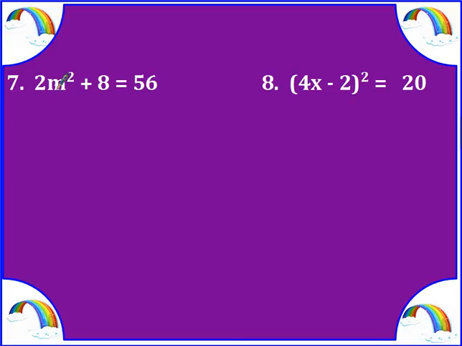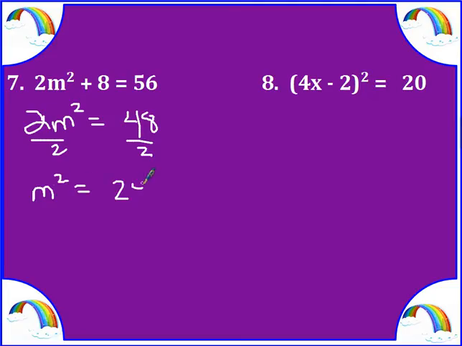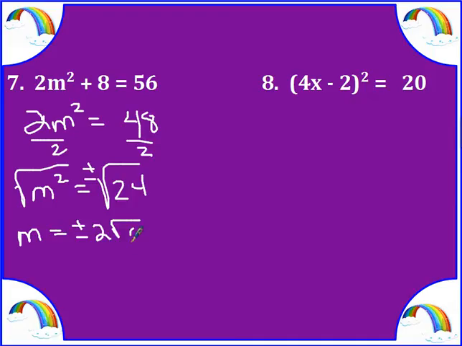7, we are going to first make that a little bit neater. Subtract 8 from both sides. That gives me 2m squared equals 48, looks like. Divide by the 2. And m squared is equal to 24. We just factored this one. Take the square root, positive and negative. So my two solutions are positive and negative 2 root 6.